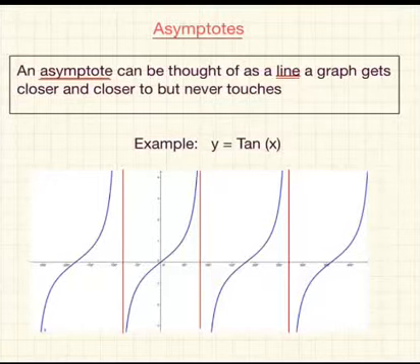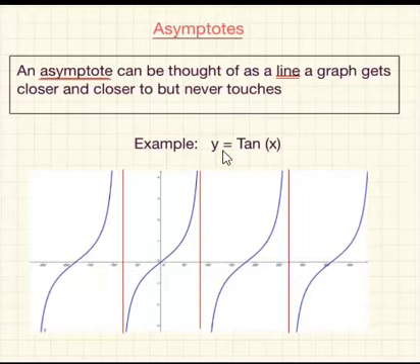The purpose of this lesson is to explain what asymptotes are and to show how you can find asymptotes for particular graphs. First and foremost, as you can see from the definition here, an asymptote is a line, and it's a line that a graph gets closer and closer to but never touches. And we can see this in an example here.